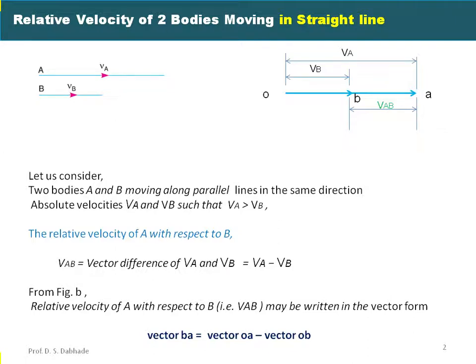Similarly, if I have to calculate the relative velocity of B with respect to A, the same distance will be there, that is the velocity of B with respect to A, but with a change in direction. The direction will be changed, while the magnitude remains the same.